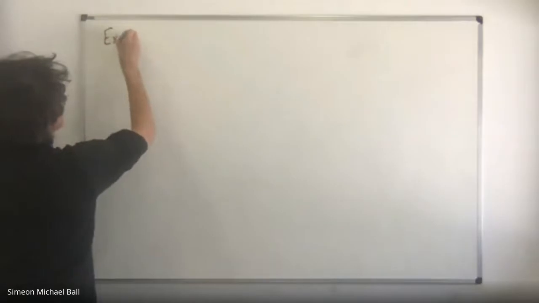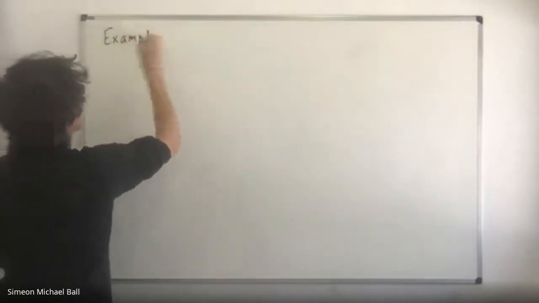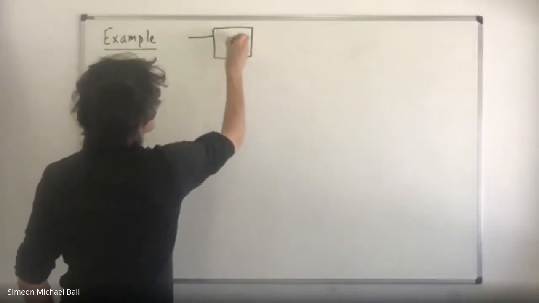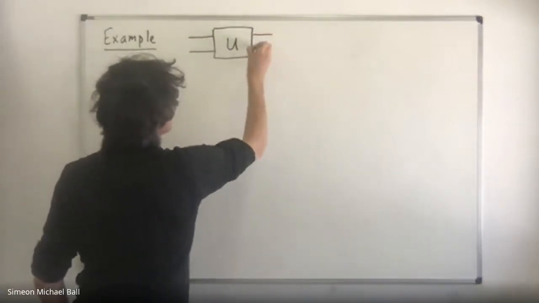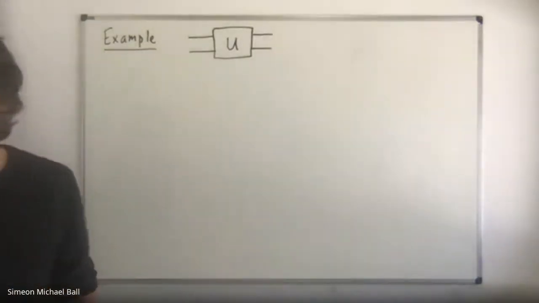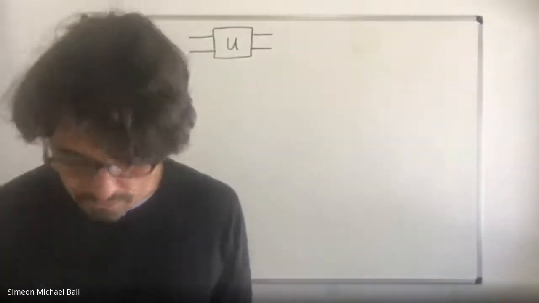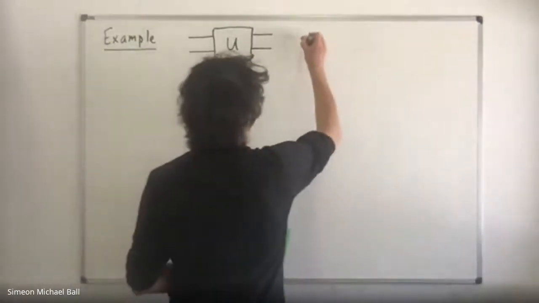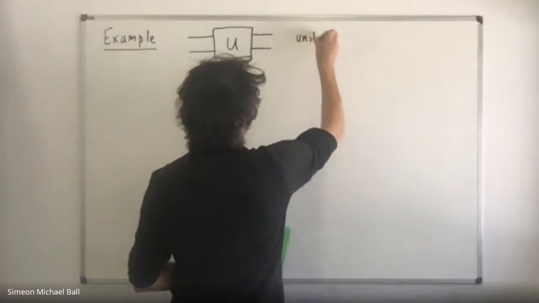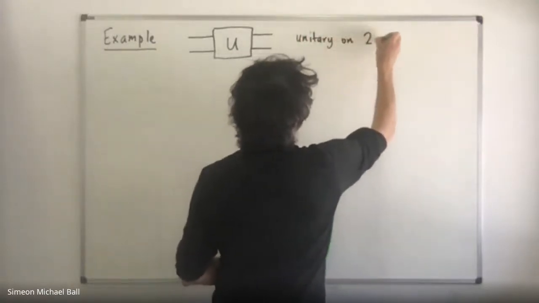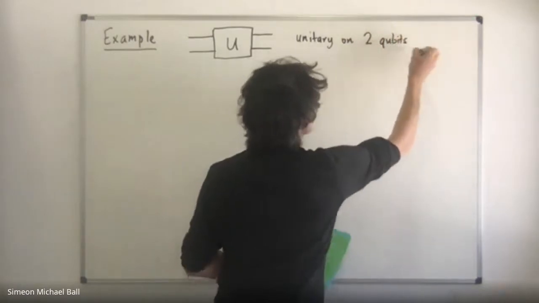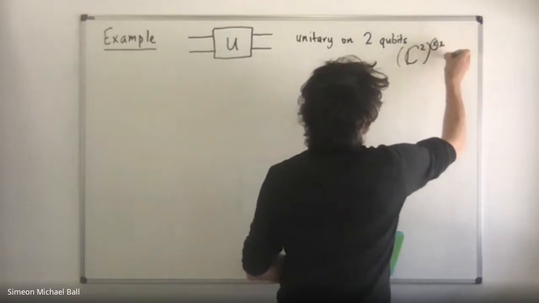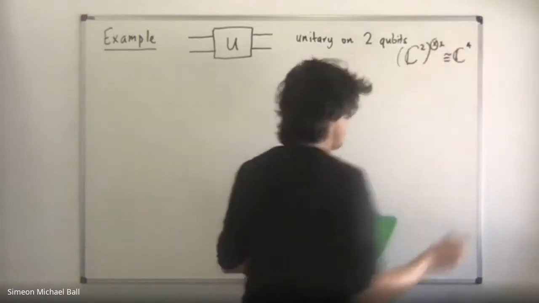So here's an example of a 2-qubit unitary operator, and we would write this like this, just to indicate that the operator is acting on the 2 qubits. So this is 4-dimensional. So this is a unitary on 2 qubits. So this C2 tensor C2 is C4.